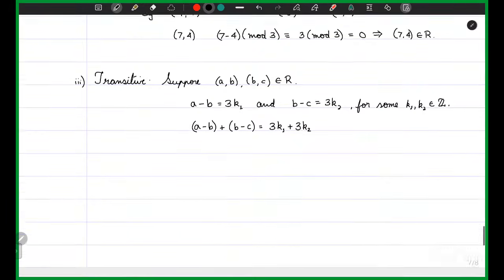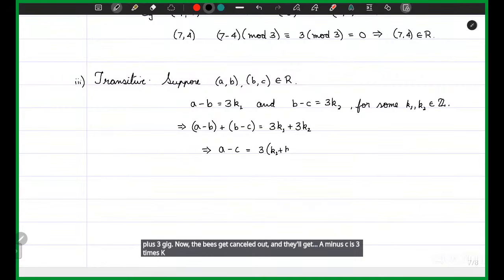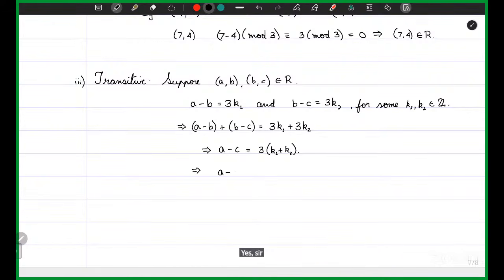Now the B's get cancelled out and I'll get A minus C is 3 times K1 plus K2, which is an integer. So A minus C is also a multiple of 3. In other words, A minus C mod 3 is equal to 0.